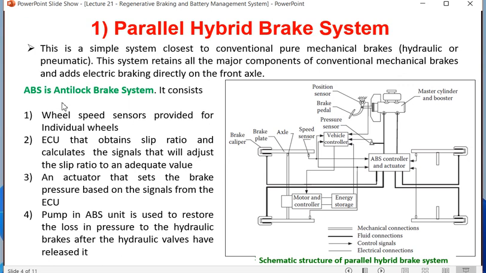So ABS is anti-lock brake system. It consists of 3 things: first, a wheel speed sensor provided at each individual wheel. You can see that the anti-lock braking system is having output from various sensors. So wheel speed sensor, you can find here towards the bottom there is a sensor. There is a wheel speed sensor, there is also a wheel speed sensor. They are giving input to the ABS controller. That means the controller comes to know how much is the speed of each wheel. Depending on that, it will generate the anti-lock braking signal. Second thing, this ABS anti-lock brake system has an ECU that obtains a slip ratio and calculates a signal that will adjust the slip ratio to the adequate value. So this is a vehicle controller. It decides how much brake is to be generated, what the slip ratio is, and depending on that how much ABS signal has to be generated.